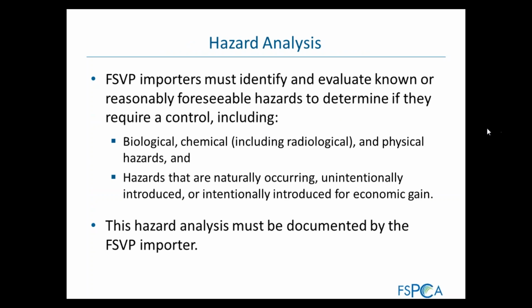So FSVP importers must identify and evaluate known or reasonably foreseeable hazards. You're doing that as part of your hazard analysis and your food safety plan. If you are not a manufacturer, but you are the importer of foods, even though you are otherwise not subject to the preventive control sections of the rule, the foreign supplier rule would then kick in, and you would have to establish a hazard analysis for those imported foods. And of course, the hazard analysis must be documented.